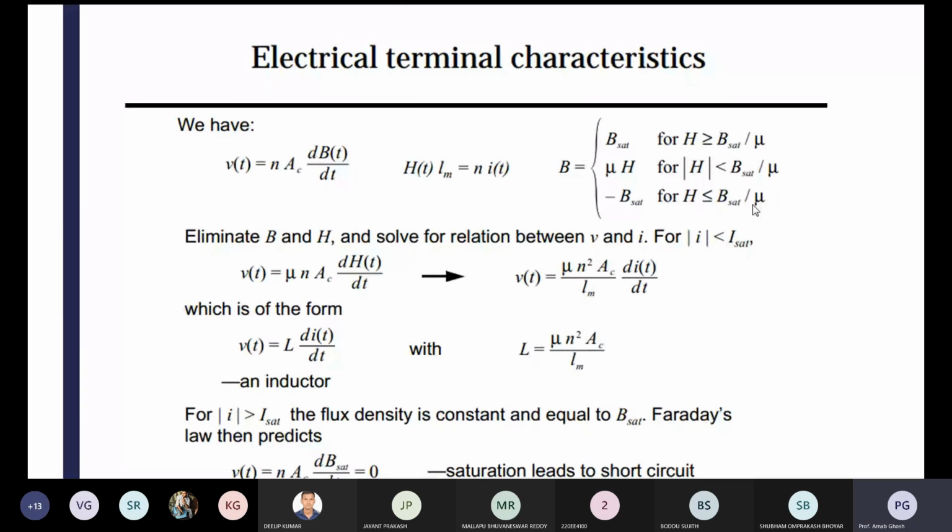Eliminate B and H and solve the relation between V and I for mod I less than or equal to I saturation. So Vt equals mu N Ac dH by dt. You can get the direct expression over here, that Vt expression. Then the inductor expression is there. That all is in the subject of field theory, which is also in your BTech subjects. So you are getting the expression of inductor directly from here. You can cross check it. If you have faced any difficulties, you can ask me, so again I can discuss.